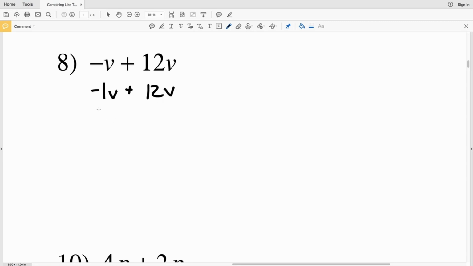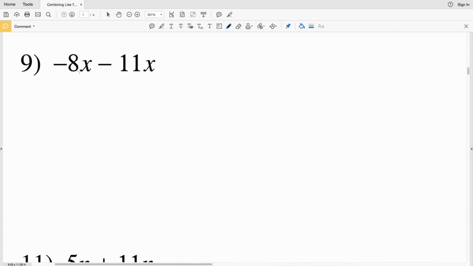Adding that to 12v, we're going to increase the value of that negative 1. So we're starting at negative 1 and increasing it by 12 to bring us to a positive 11v. Number 9, we have a negative 8x, and we're going further in the negative direction, taking away 11 more. So negative 8x plus a negative 11x, or simply minus 11x, is going to bring us to negative 19x.